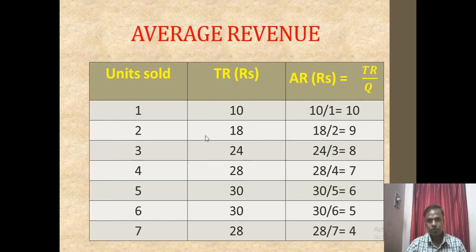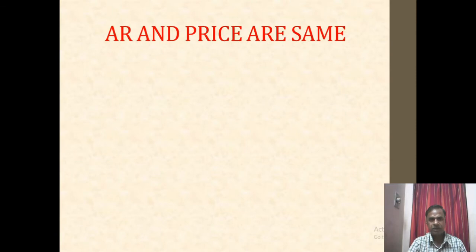Then by selling 2 units, they are getting 18 total revenue. So the average revenue is 9. 24 total revenue, 3 units sold, the average revenue will be 8. So likewise, we calculate average revenue by dividing TR by units sold. You can see the average revenue is going on decreasing when we sell more units of the commodity. Then another important thing is here, average revenue and the price are same.